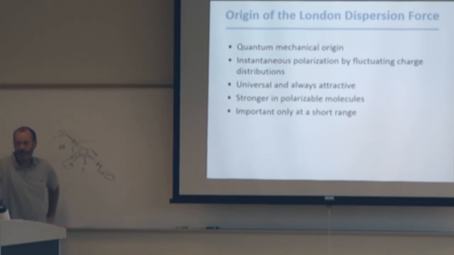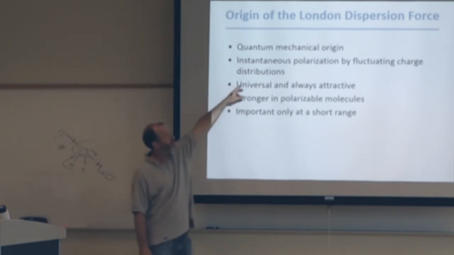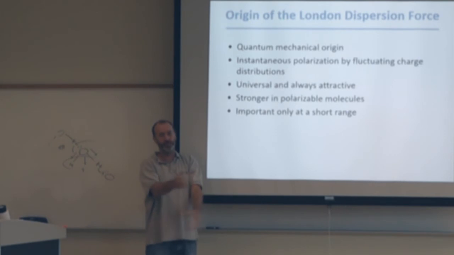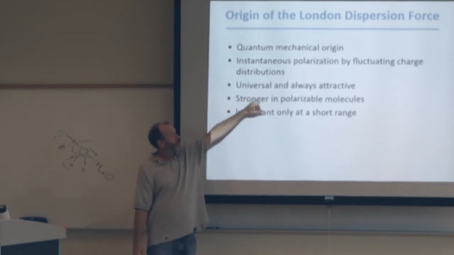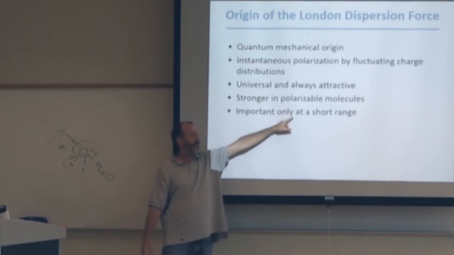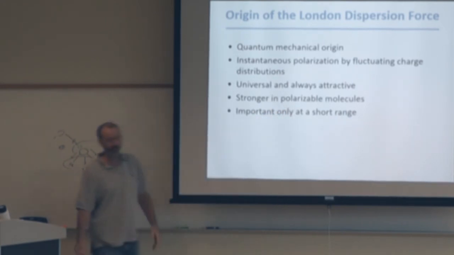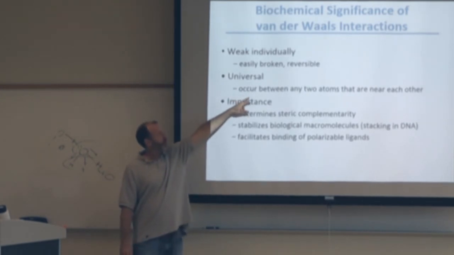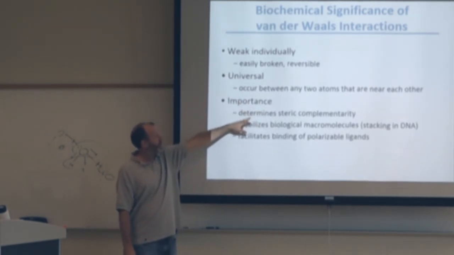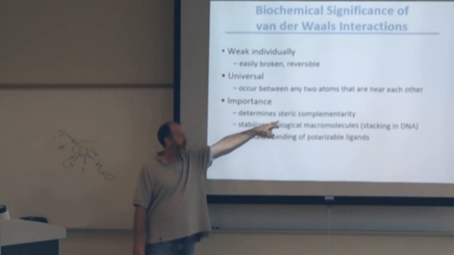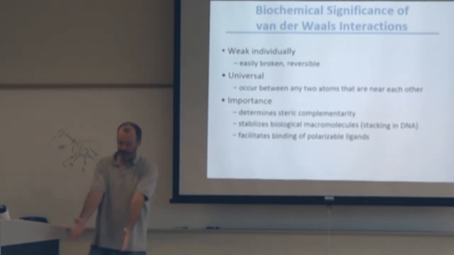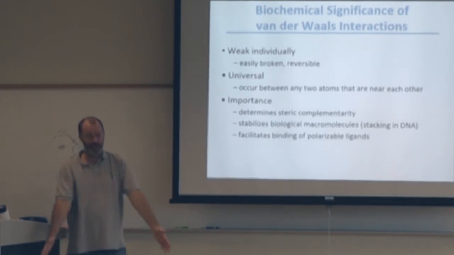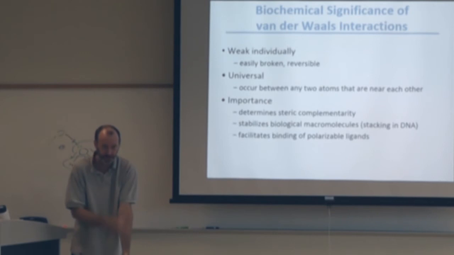So the origin of London dispersion, we already talked about this. You get the quantum mechanical origin: instantaneous polarization by fluctuating charge distributions around that molecule. It's universal, it's always attractive. The more polarizable the molecule the stronger it is, and it's important only at a short range. And they're weak, right? Easily broken and reversible. Universal: they occur between any two atoms that are near each other, and the importance of the term is determined by steric complementarity. So if you have two saturated free fatty acids, they're going to be sterically complementary because they have a similar shape.